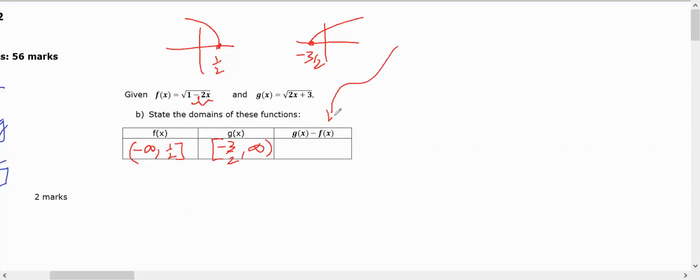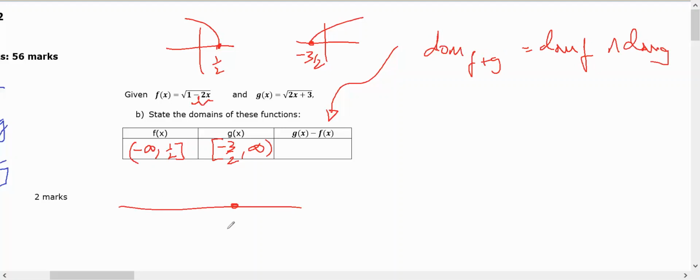We have a rule for the domain of f plus g, and it's the domain of f intersect the domain of g. The domain of f goes from a half all the way back that way. The domain of g goes minus 3 on 2 all the way that way. Therefore, my overlap is in the middle. Therefore, minus 3 on 2 to 1/2.